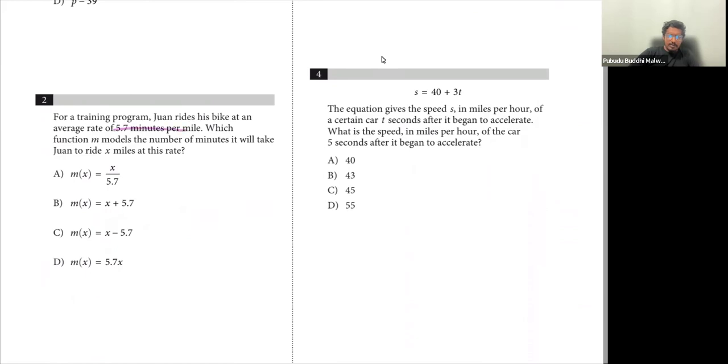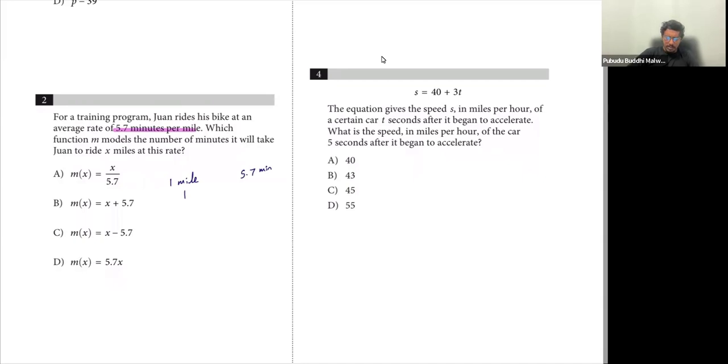5.7 minutes per mile. So I would like to write like this: to travel 1 mile, to cover 1 mile, Juan needs 5.7 minutes. That's the situation. Then function m models the number of minutes it will take Juan to write x miles.